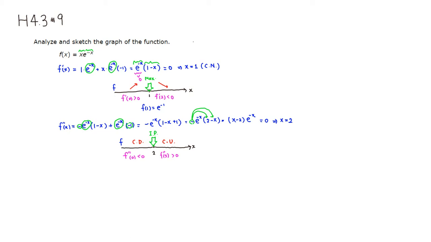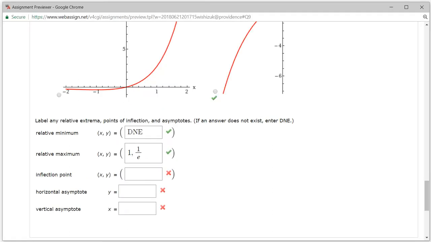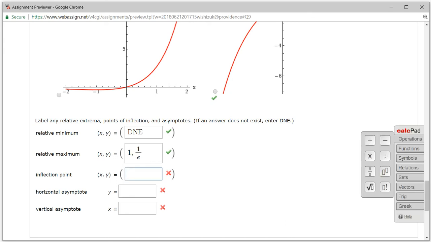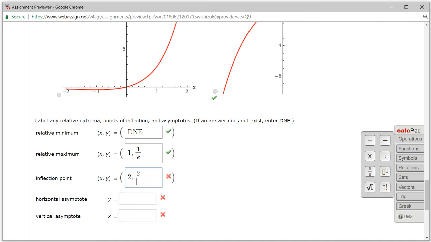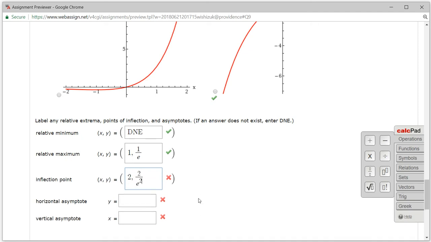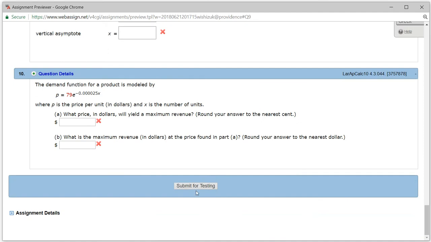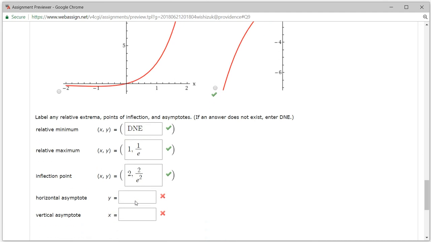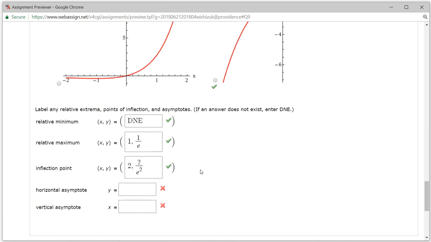All right, so let's find the corresponding function value. Plug in 2, so it's going to be 2 times e to the -2. You can write it as 2 over e squared maybe. So let's type it in. The inflection point is going to be at x equals 2, and y equals 2 over e squared. Let's check the answer first. Submit for testing. It came back and looks like we got the inflection point correctly.